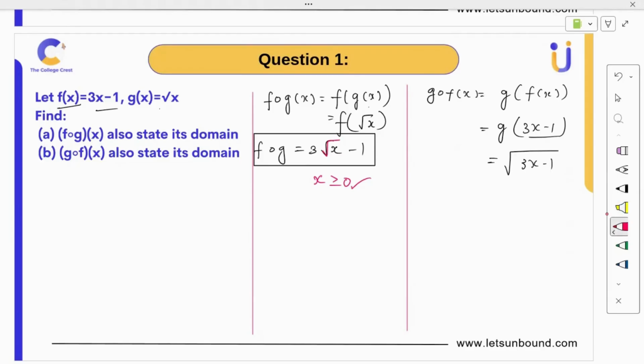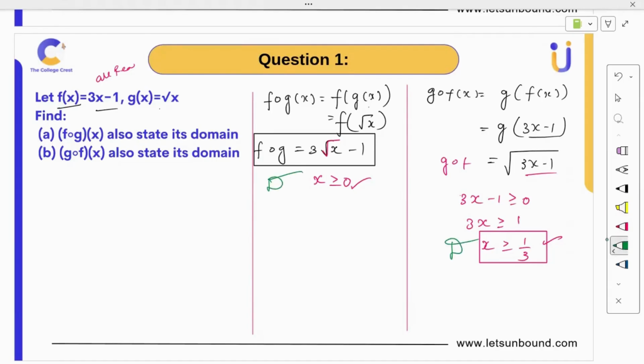And coming to the domain. The domain of g composition f: under the root should be greater than or equal to 0. So let's solve: 3x greater than or equal to 1, x greater than or equal to 1/3. And also you have to check with the input. Will this be okay with your f of x? Yes, f of x is all real. So even this restriction is fine, right? So that's it. This is the domain of f composition g and g composition f.